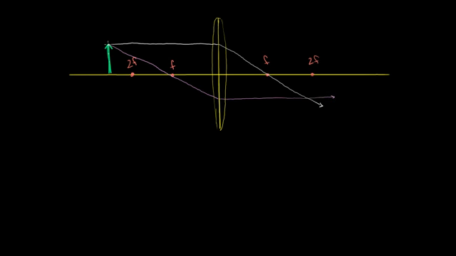And so the light that came from that point in the object will converge right over here. If you did this for every point on this object, if you did a point in the middle right over here, it would reconverge right over here. If you did this point right over here, it would reconverge right over there. And so the image of this object is going to look like this.